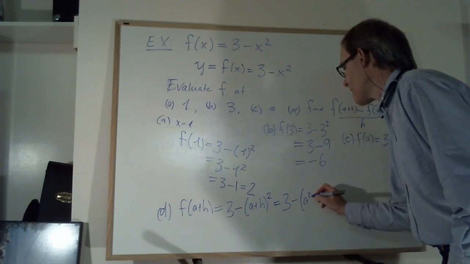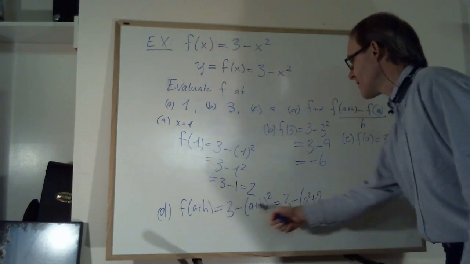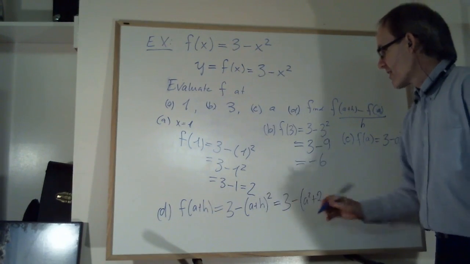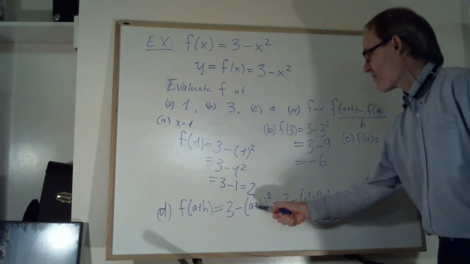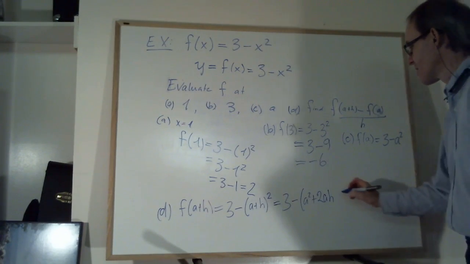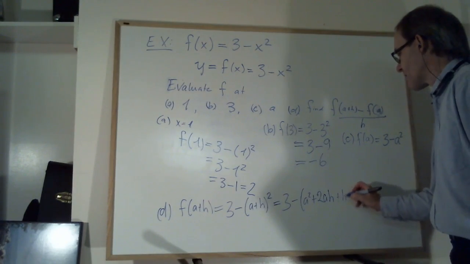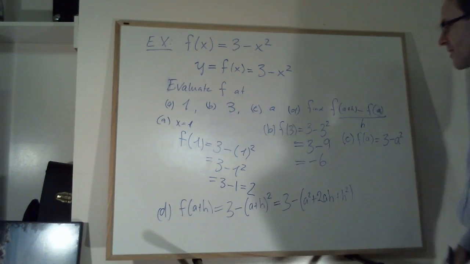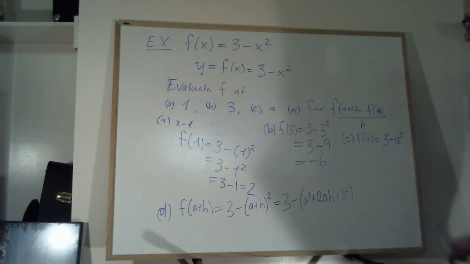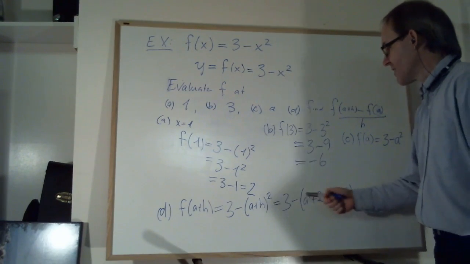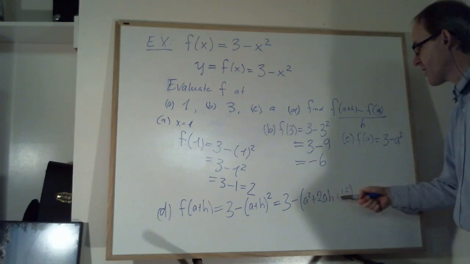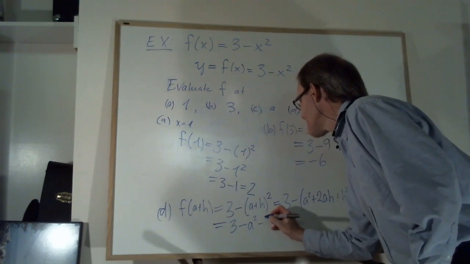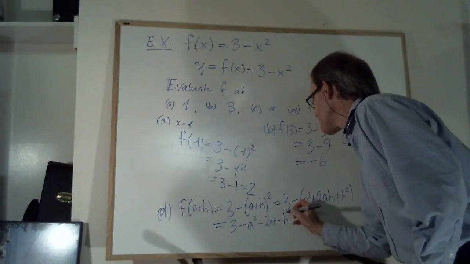So this is a squared plus... remember what the square of a binomial is? A squared plus 2 times the product of the two terms plus h squared. So the first squared plus the last squared plus 2 times the product of both of them. And I have a minus sign in front, so when I expand this, I have to put the minus sign in front of every term. So 3 minus a squared minus 2ah minus h squared.